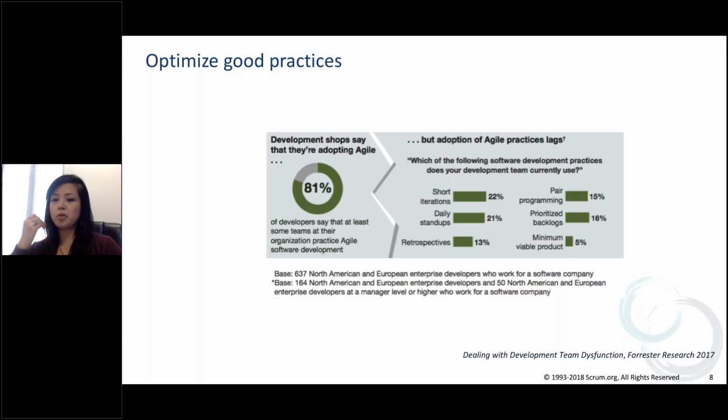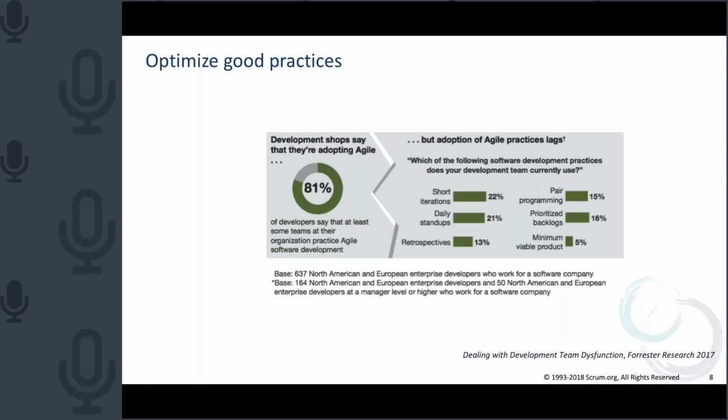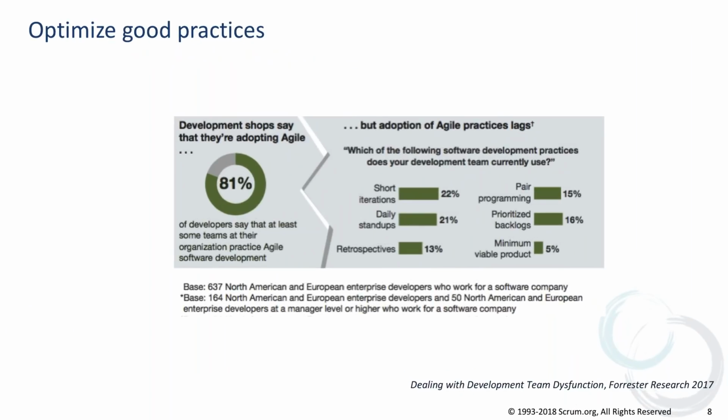So what I have is just a few inputs here from Forrester Research. Last year they wrote a good report. It's called Dealing with Development Team Dysfunction. And in this first one around practices, it says that over 80% of development organizations say that they're adopting Agile, but their adoption of Agile practices lag. So here's some few data points. It actually hasn't changed a lot from what I've seen previously. But it looks here that only 22% of teams are using short iterations. Well, that's how we inspect and adapt in Agile.